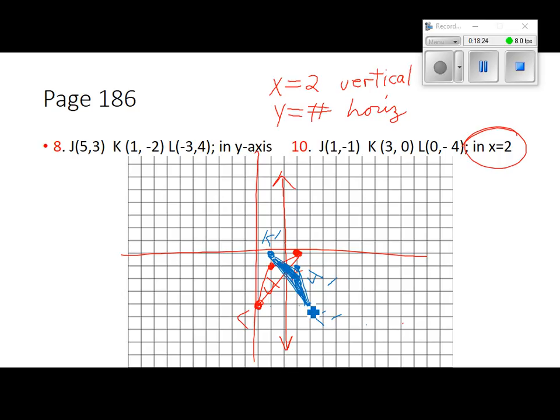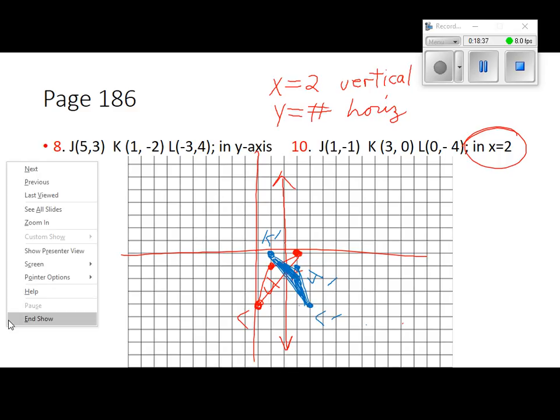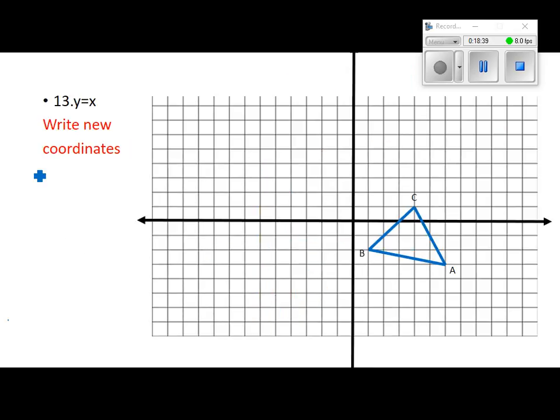Do the 2 triangles look the same? That's the key to that, is you got to know that's a vertical line. Y equals some number is a horizontal line. We're doing it over y equals x.